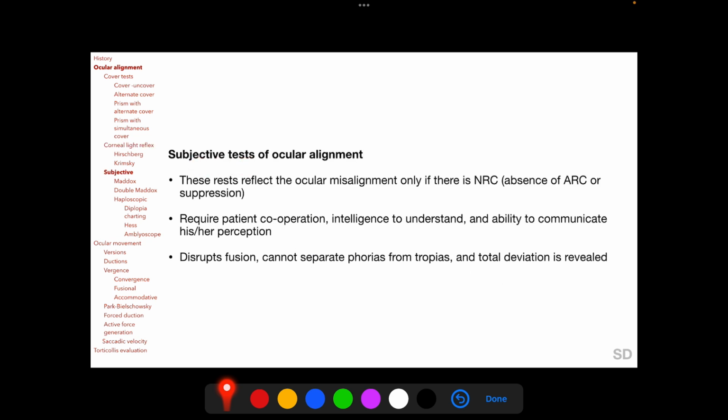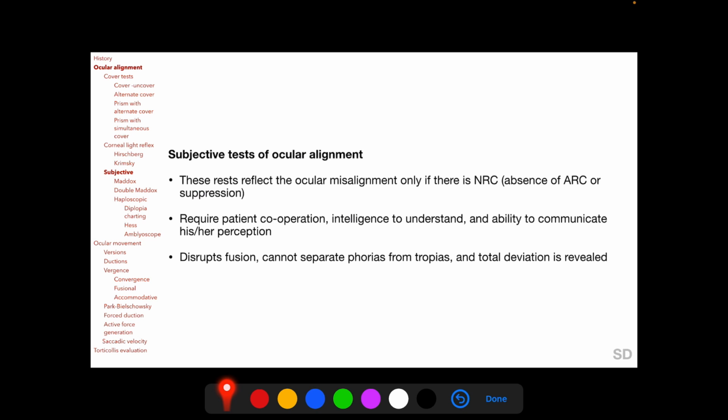Subjective tests of ocular alignment reflect the true ocular misalignment only if there is normal retinal correspondence, that is, anomalous retinal correspondence or suppression is absent. Anomalous retinal correspondence or suppression do not develop in adults and children older than 7 to 9 years of age. So subjective tests are applicable to this group of patients.